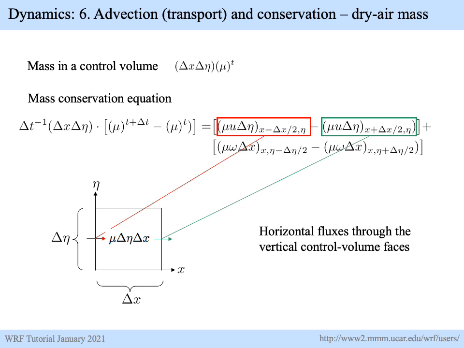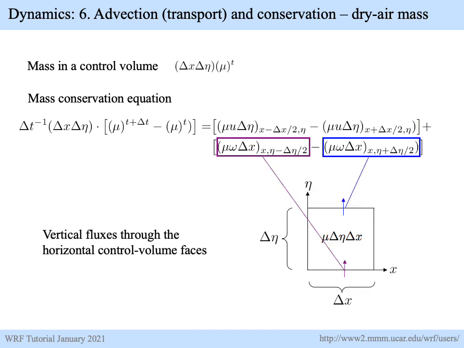And we're saying that, okay, the change in mass inside the cell is equal to the difference in what's flowing in and out in x. And likewise, in addition, it's also what's flowing in and out through these vertical faces right here with the velocity omega that's normal to that surface. So those are the other two terms.